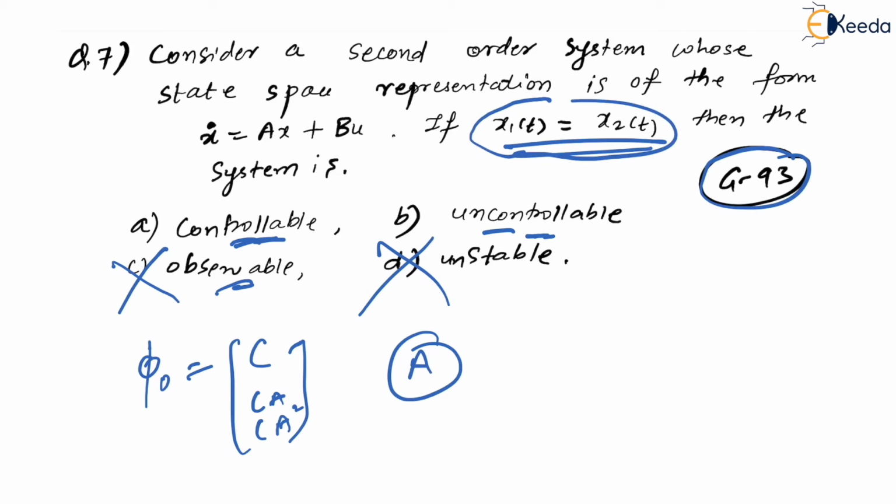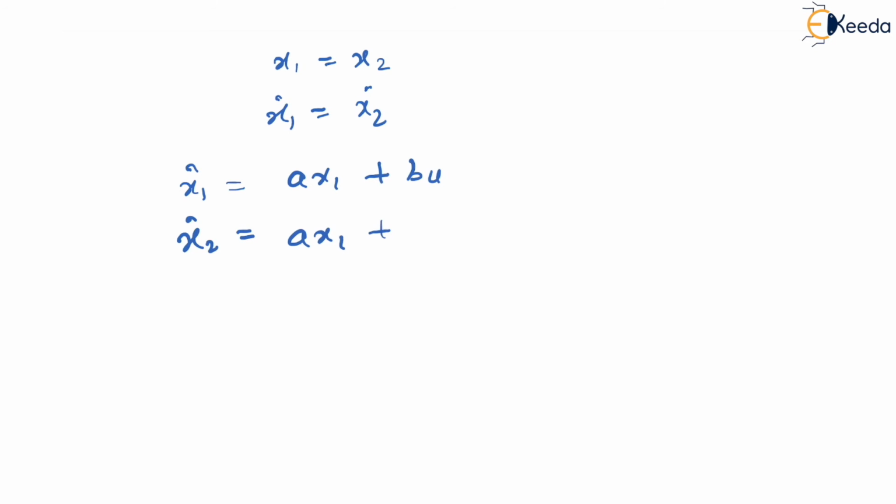They have given x1 of t is equal to x2 of t. Let me start with that. So x1 equal to x2, correct? Now let me differentiate on both sides with respect to t. What happens? I will get x1 dot equal to x2 dot, correct? Now I can represent it in the form of, let us say, x1 dot is equal to a into x1 plus b into u. Yes, my choice, right? Similarly, I can also write x2 dot equal to a times x1 plus b times u.